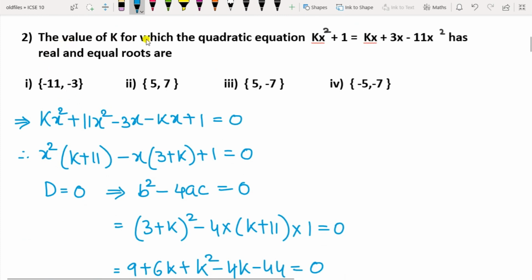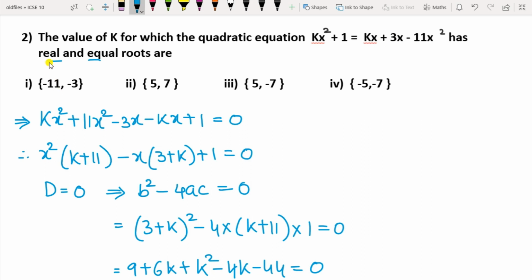Question 2 here is, the value of k for which the quadratic equation kx square plus 1 equal to kx plus 3x minus 11x square has real and equal roots are. So the roots have been given as real and equal. Now this is the given equation. First convert the given equation by bringing all the like terms together and form it in a quadratic form. So convert this into a quadratic equation form. So here the coefficient of x square is k plus 11, coefficient of x is 3 plus k, and c is here 1, the constant is 1.